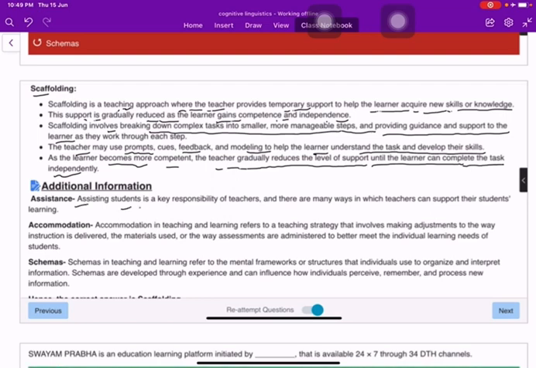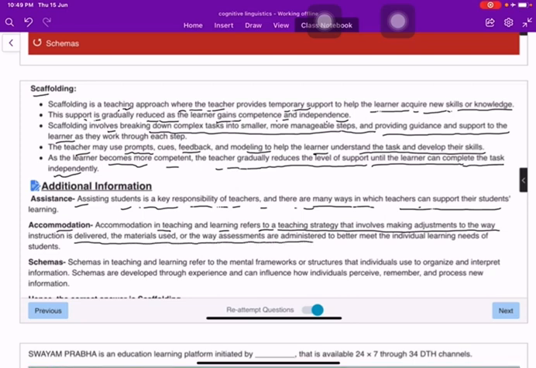Assistance. Assisting students is a key responsibility of teachers, and there are many ways in which teachers can support their students. Accommodation. Accommodation in teaching and learning refers to teaching strategy that involves making adjustments to the way instruction is delivered, the materials used, or the way assessments are administered to better meet the individual learning needs of the students.